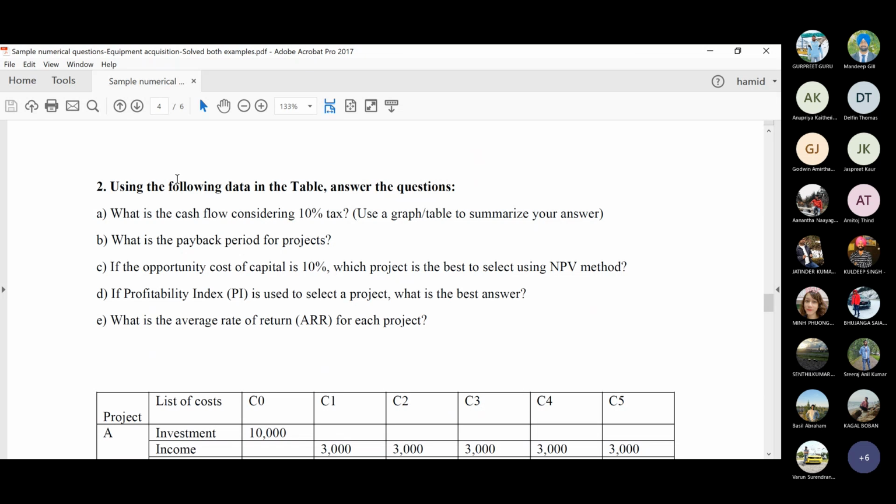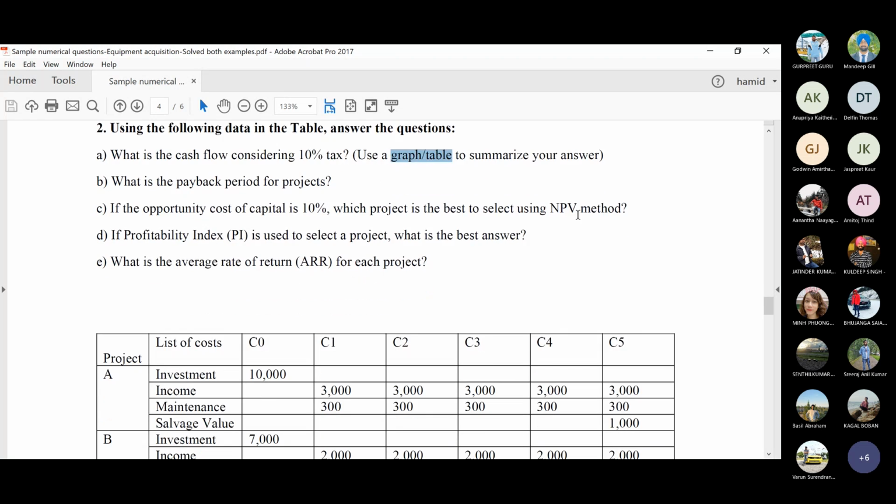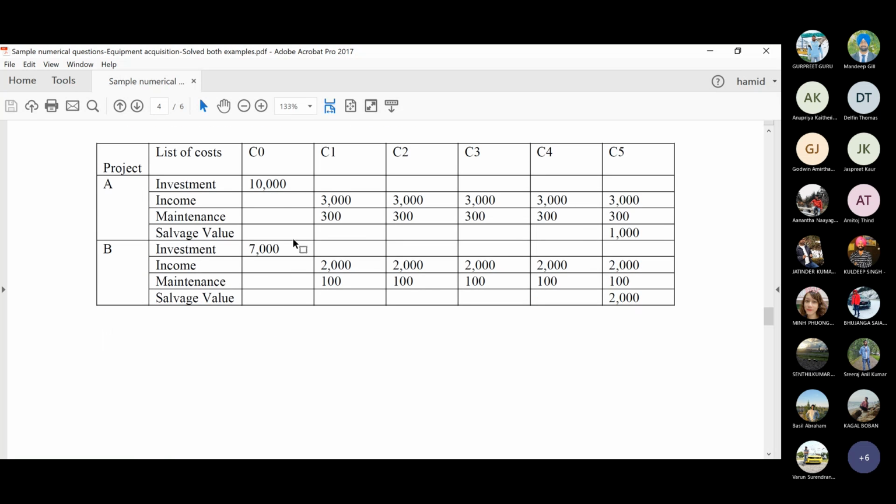So we briefly review one of these questions, because in your final exam there are 3 numerical questions which carry a great amount of marks. So make sure that you have practiced this topic and you're ready for that. A typical question could look like this. Using the following data in the table, answer the questions. What is the cash flow considering 10% cash, 10% tax? And you can use either a graph or a table or summarize your answers. So you're free to use any method.